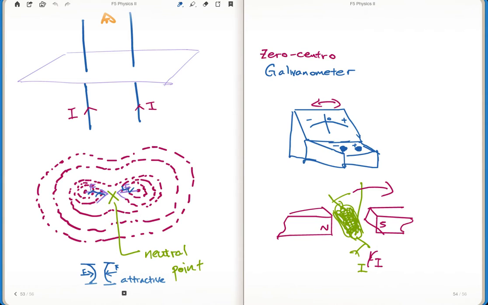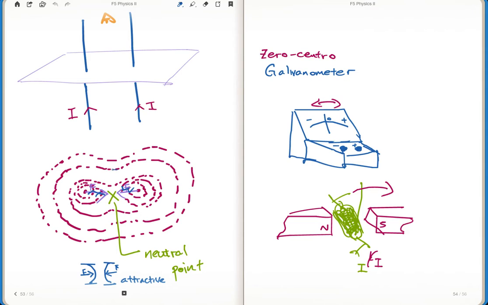So the best way is to draw this diagram. Two dots. Look at the magnetic field using the right-hand grip rule. This is anti-clockwise. This is clockwise. So therefore it cancels off. We assume they are of the same magnitude. So you have an attractive force.